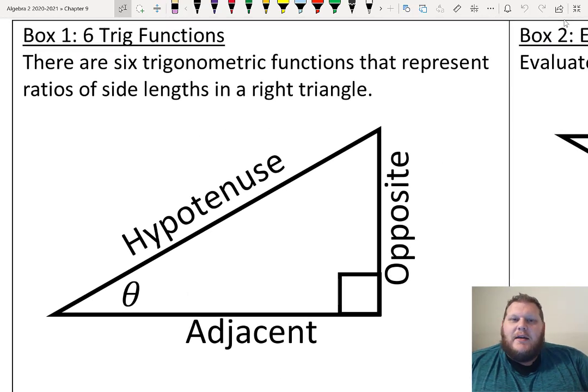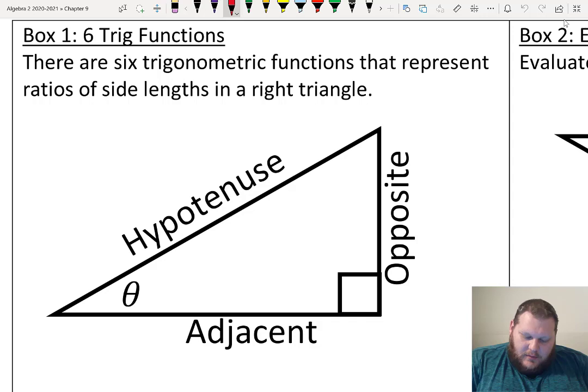In a right triangle, since we're dealing with right triangles for right now, if we pick a particular angle to focus on, which we always call by the Greek letter theta, like a little 0 with a horizontal line through it, there are 3 sides to that triangle, and we name them based on their relationship with that angle theta.